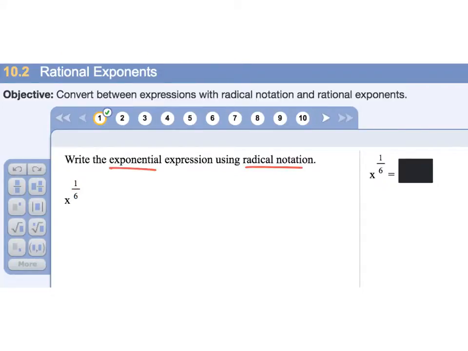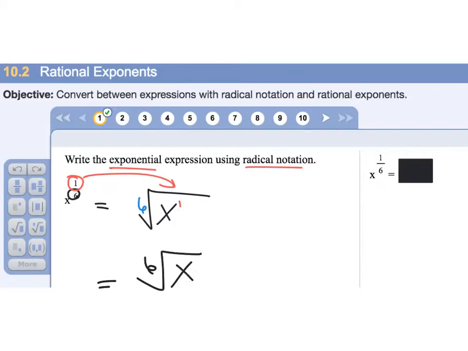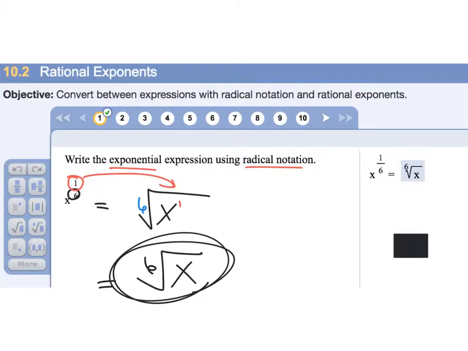So you've got the exponent versus the radical notation. So we know you always take that base, that x, you put it inside a root, and the denominator, in this case it's a 6, always is the root number, the root that you're taking it to, and the numerator always goes inside. So anything raised to the first power is the thing itself. So this is basically the 6th root of x, and that is our answer, and we can check to see if we're right. It's like, whoa, bam, I am right.